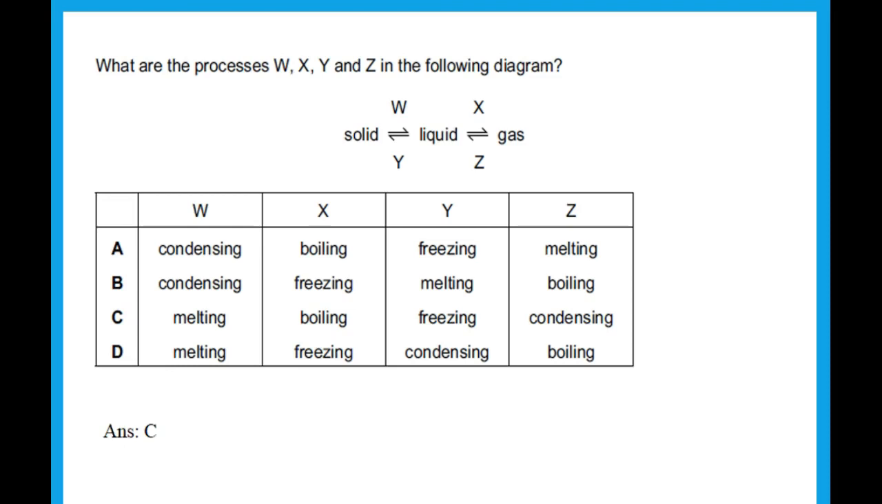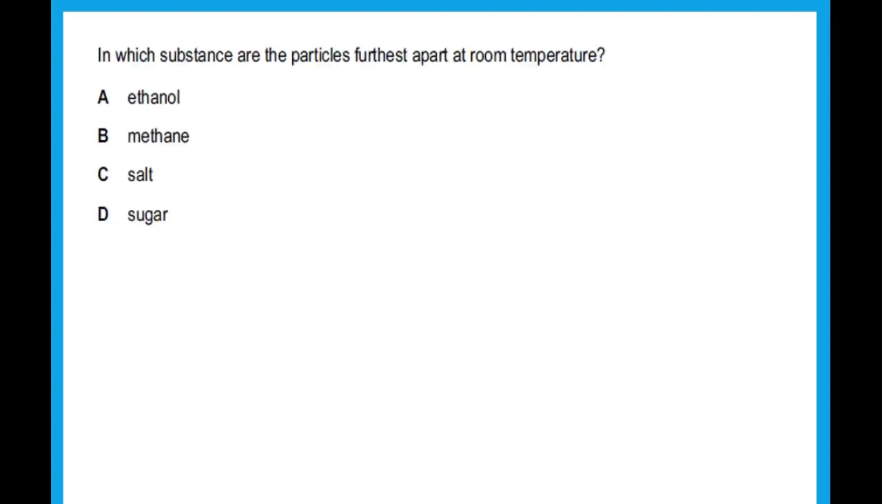Now, Y, where is Y? Some people mix up where is Y and where is Z. Y is the one going from liquid to solid. From liquid to solid, that is freezing. And the Z is the other one, which is condensing. So your answer is C.